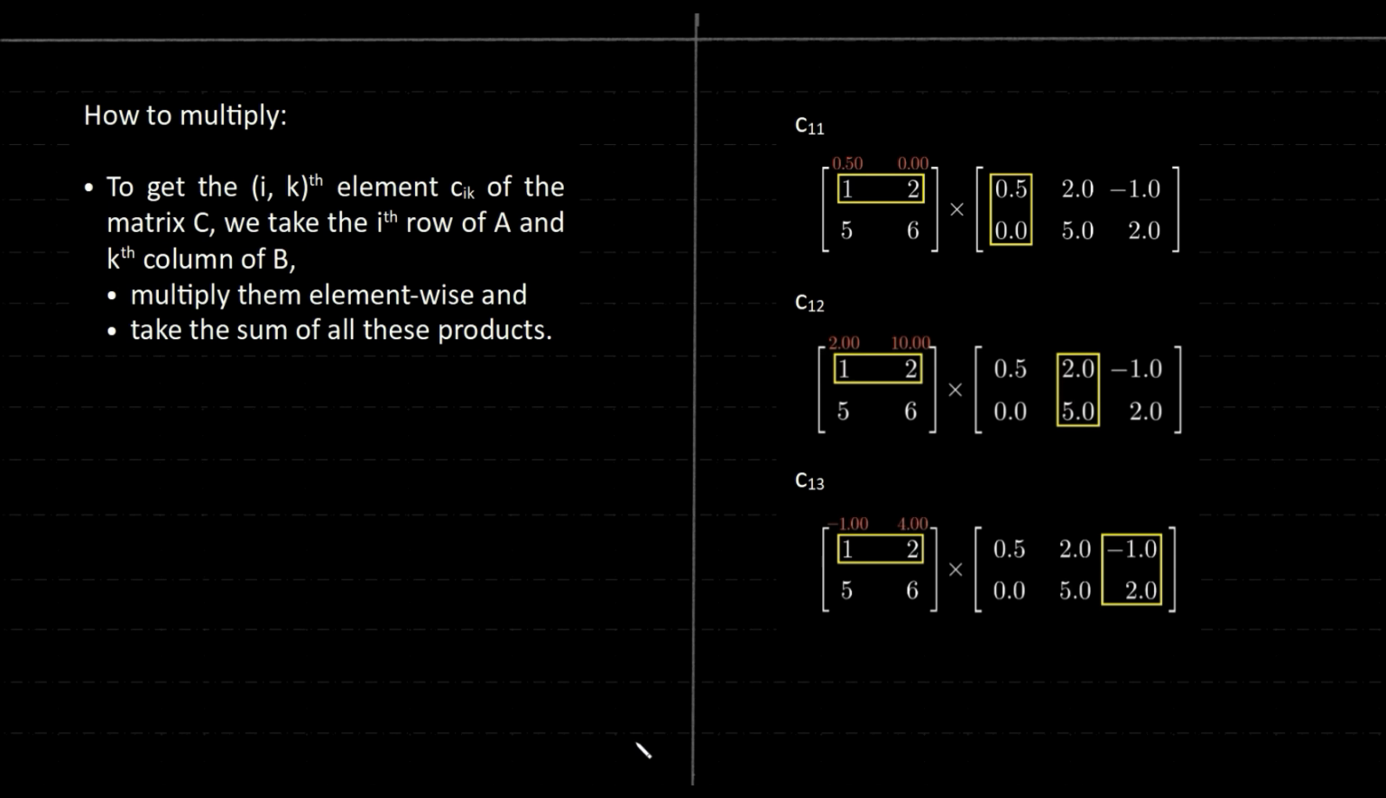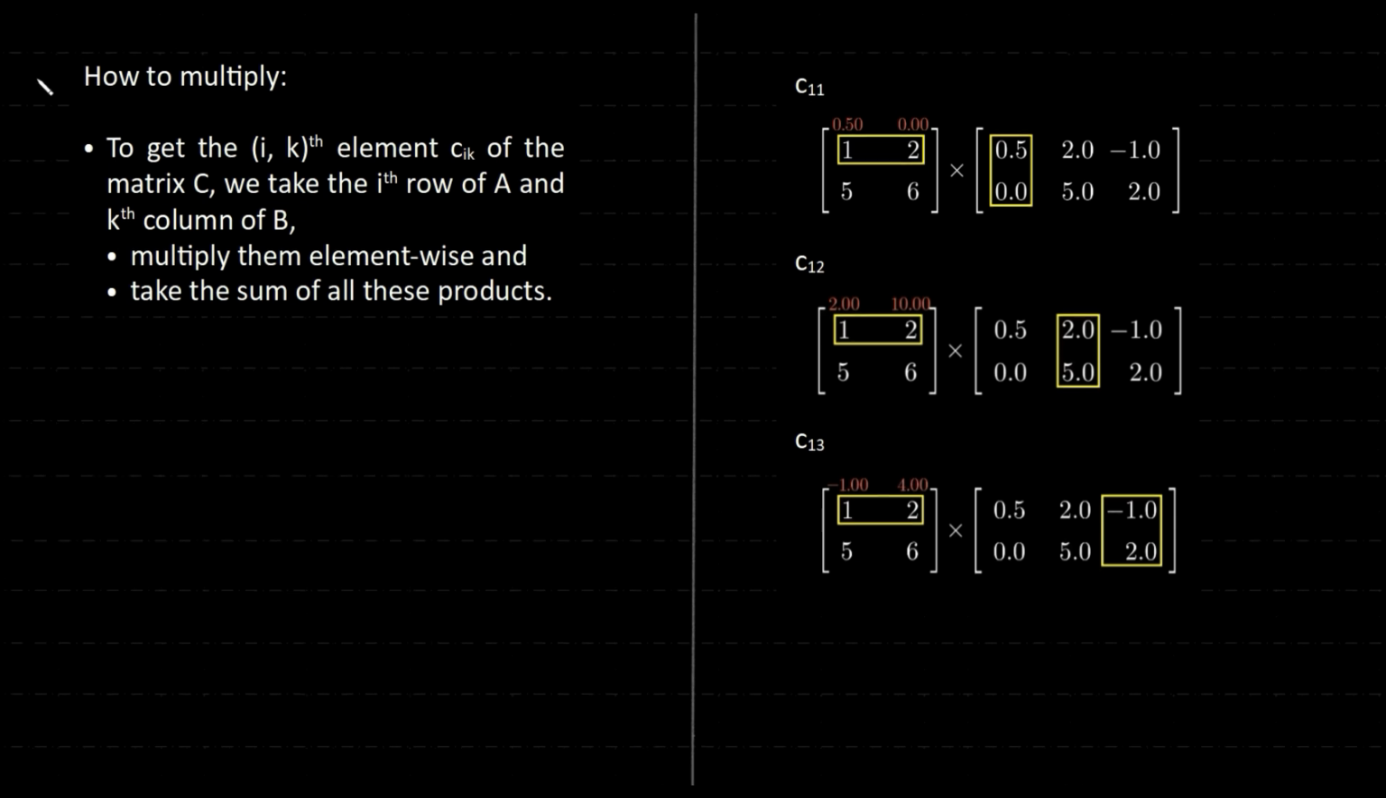How do we multiply? I hope you made a very good observation. So let's put it in word form. To get the i comma kth element, C_ik, of the matrix C, we take the ith row of A and the kth column of B, multiply them element wise, and take the sum of all these products. So first, let me put it as an example.